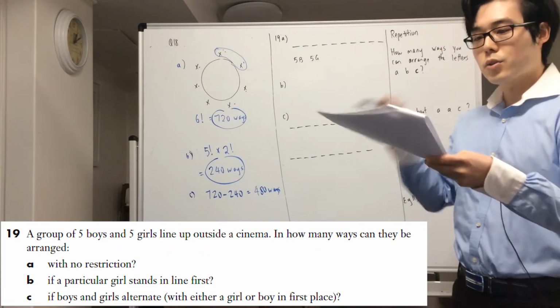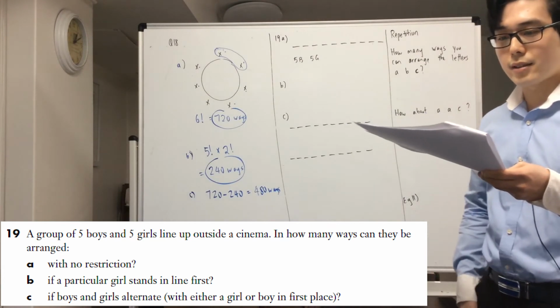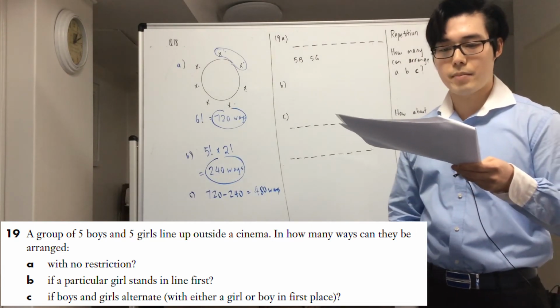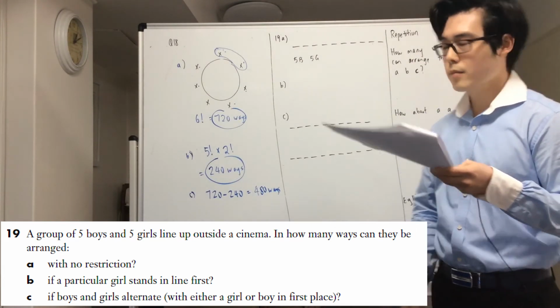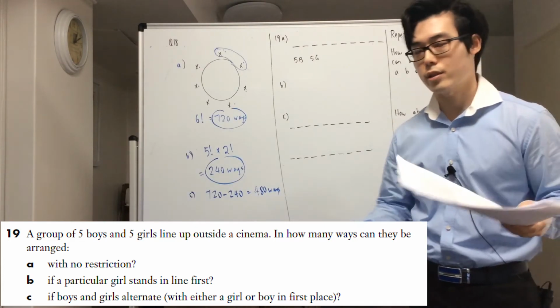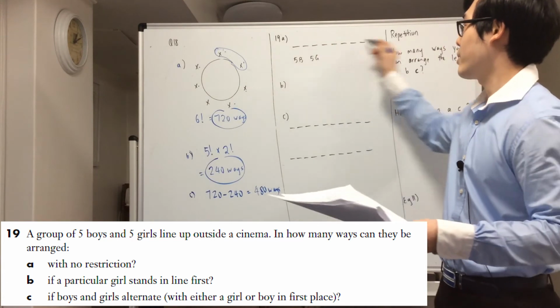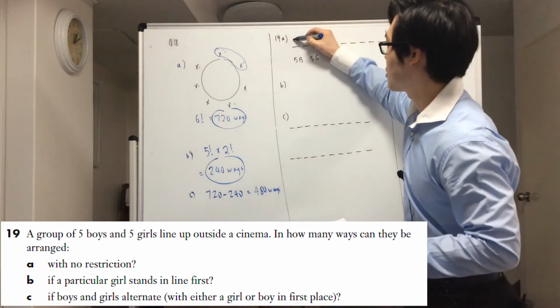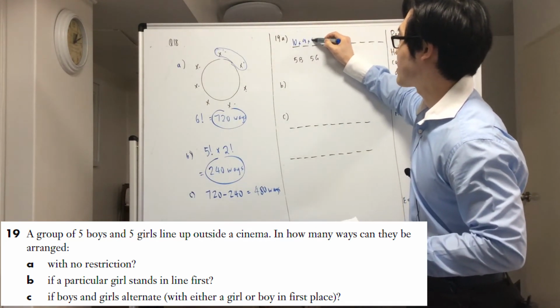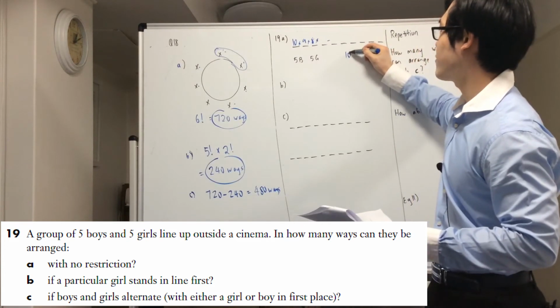Okay, now let's have a look at question 19a, where we are going to look at people sitting in a row now. A group of 5 boys and 5 girls line up outside a cinema. In how many ways can they be arranged with no restriction? Okay, so if it says no restriction, we have 5 boys and 5 girls. That means there are 10 people that can be arranged within 10 spots. So that's just our usual question. It's just 10 times 9 times 8 times so on. So that's just 10 factorial ways.